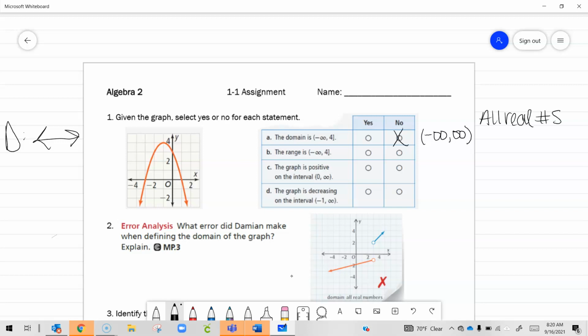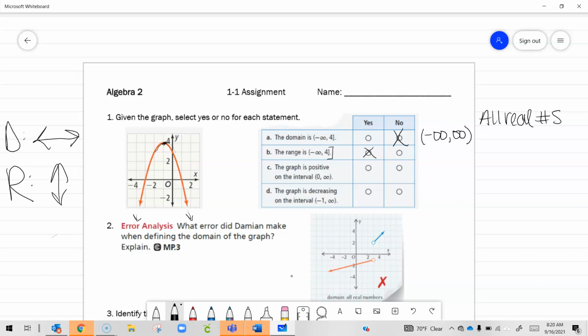The next one is talking about the range, and the range we look bottom to top. Again, these arrows are showing that we're going down forever, so that is negative infinity, all the way up to our highest point, which is 4. That would be yes. Notice that there's a square bracket there. That means we do include 4 because this function does cross right through it.